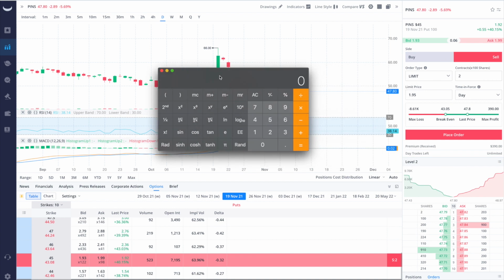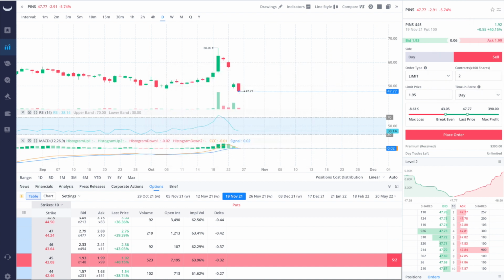And if I just run my calculator, 1.95 divided by 45, I get 4.3% in terms of my money in 24 days or so, or 20 days or so. So around that, 4.3%. That's not bad considering that this is less than a month and this is my return. So I'm going to go ahead and do 1.95, and notice that if I do 2 contracts, the premium I'm going to receive is $3.90.